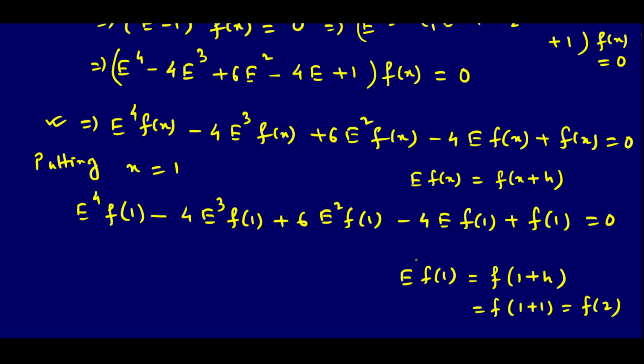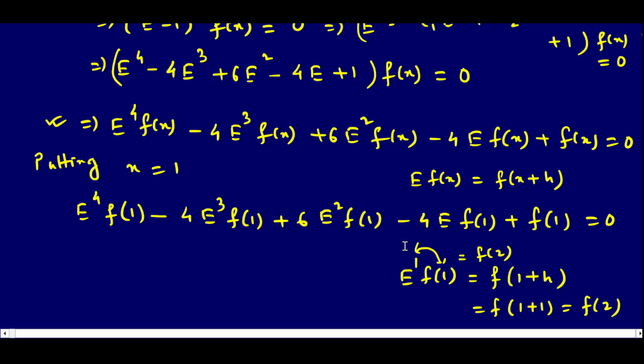So see, the power of E is 1, and here also we have 1. So this 1 and 1 we have to add, and directly we can write f of 2. If the power is 2, then it is 2 plus 1, it will become f of 3. If the power is 3, E to the power 3, then 3 plus 1, it is f of 4. So like this, we can write all the terms.